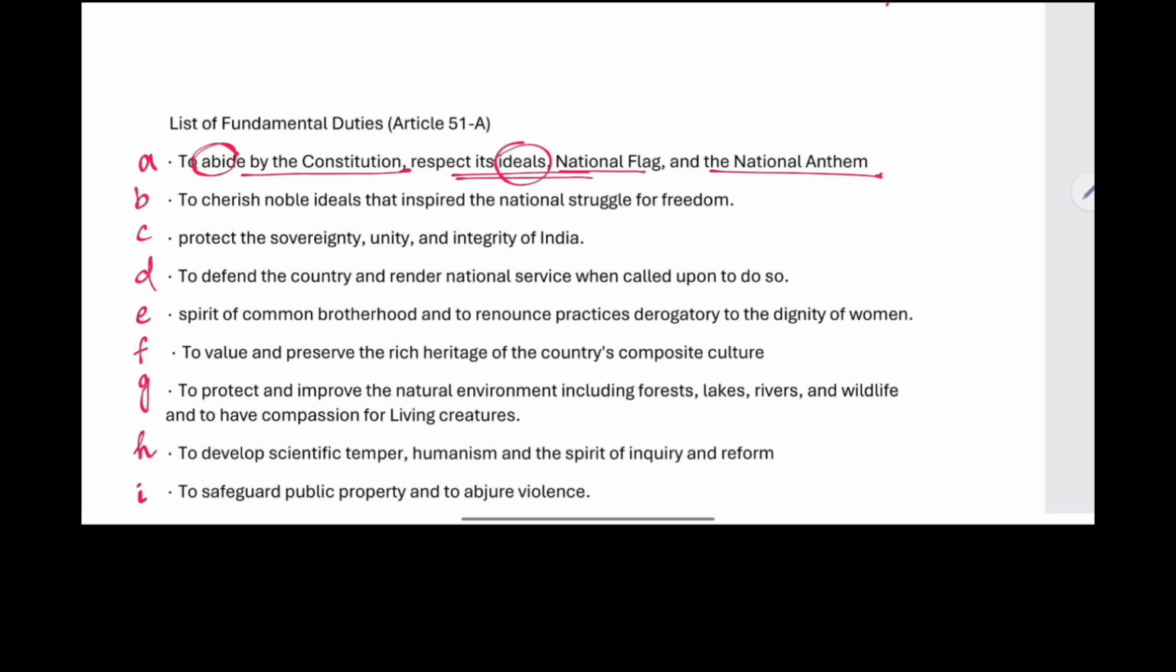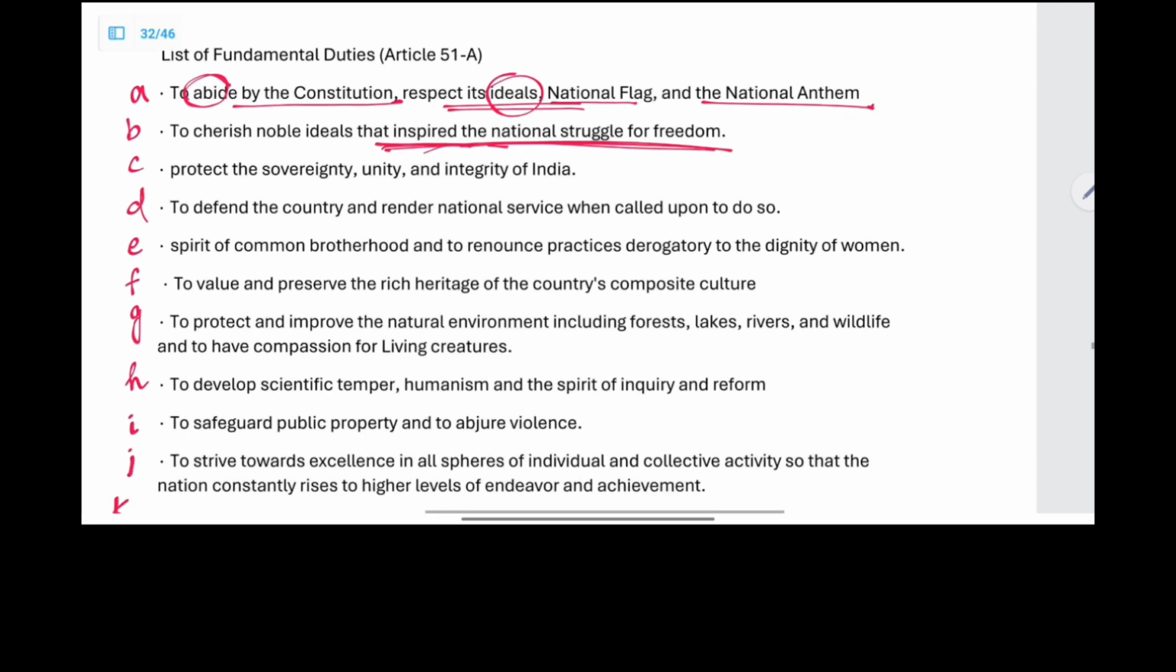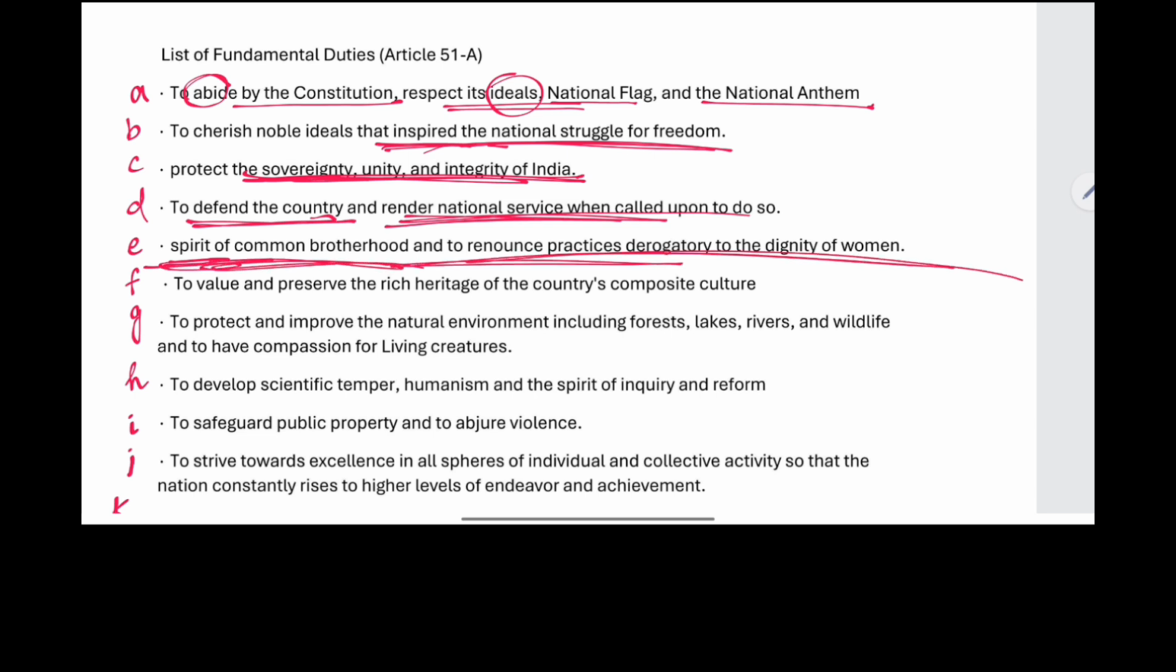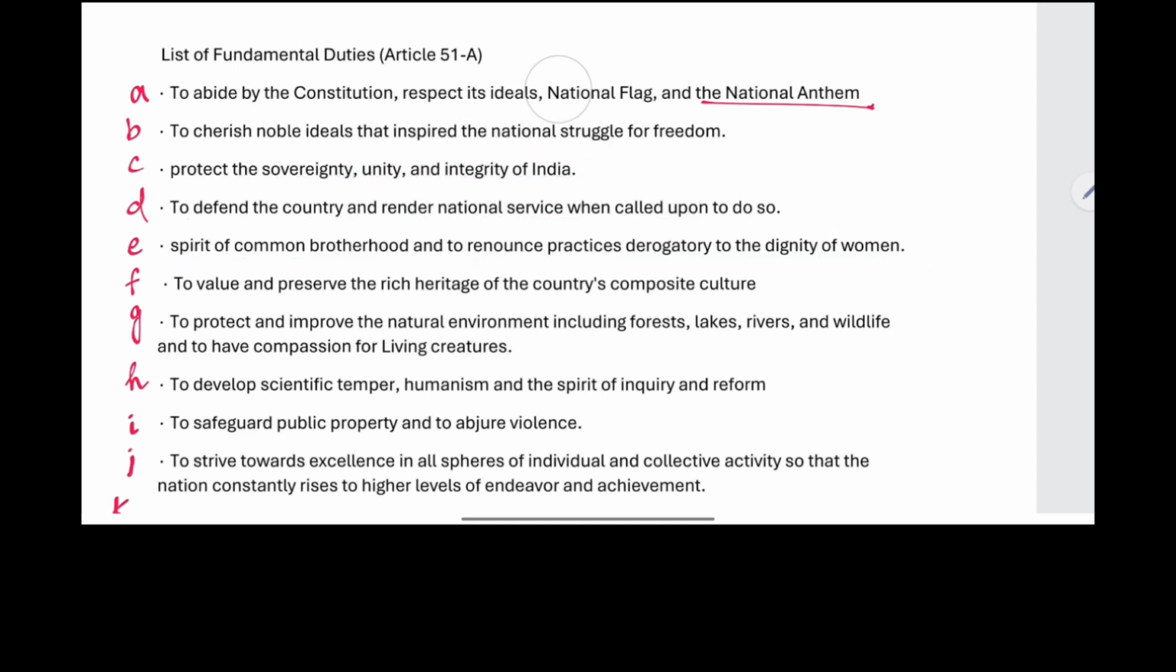After the constitution, we need to cherish, to feel proud of the noble ideals which inspired the national struggle for freedom. Then to protect the sovereignty, unity and integrity of India, to defend the country and to render the national services when called upon to do so. Then two, the spirit of common brotherhood and renounce the practices which are derogatory to the dignity of the women.